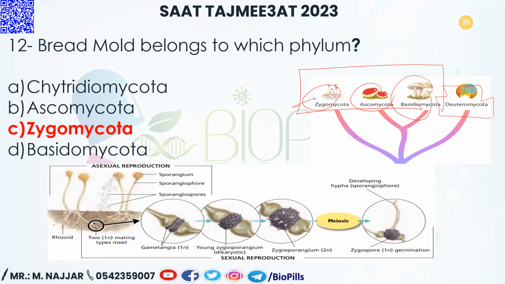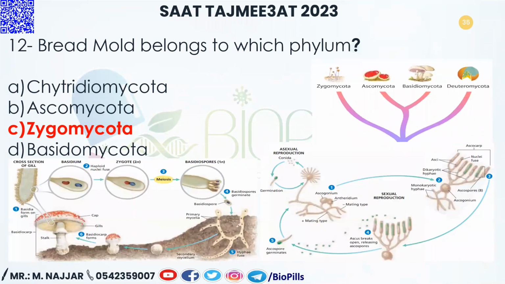Here is the bread mold, and here is the zygospore. That's why it's called Zygomycota. And on the other hand, we have the Basidiomycota, and here is the basidium. That's why it's referred to as Basidiomycota. And the last one, such as the truffles or Ascomycota, has a structure called ascus. Ascus is singular, plural is asci. So that's why it's referred to as Ascomycota. Mycota in Latin means fungi.